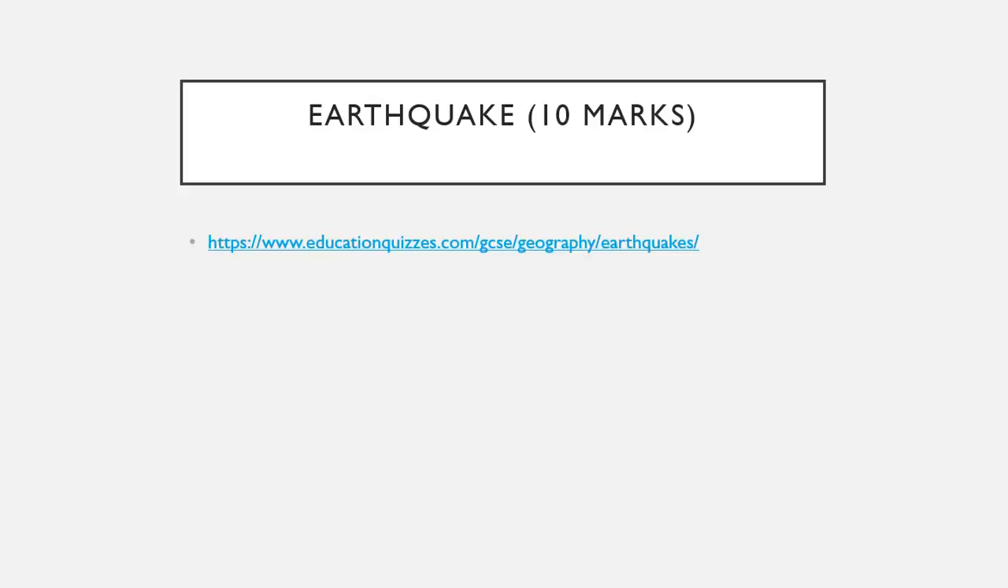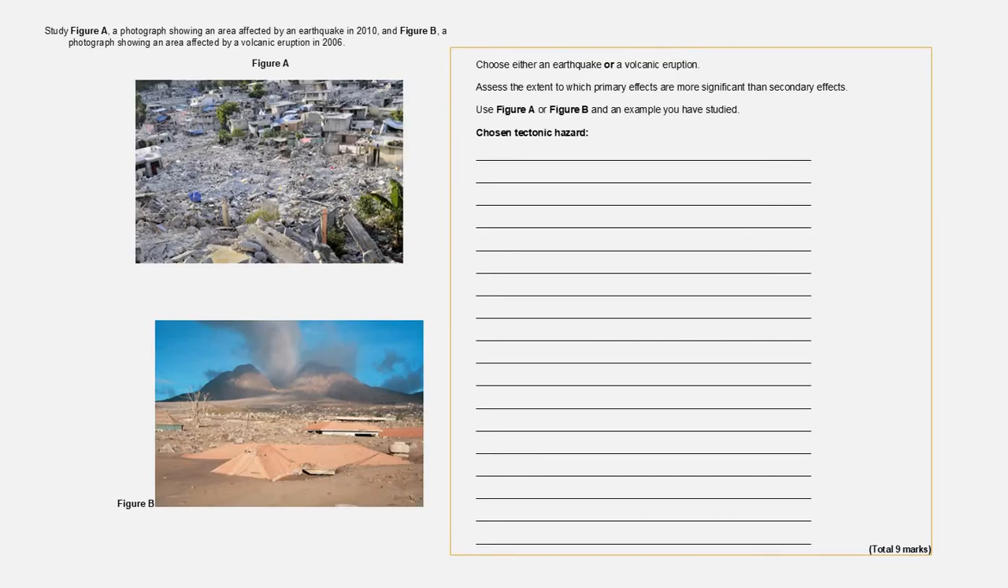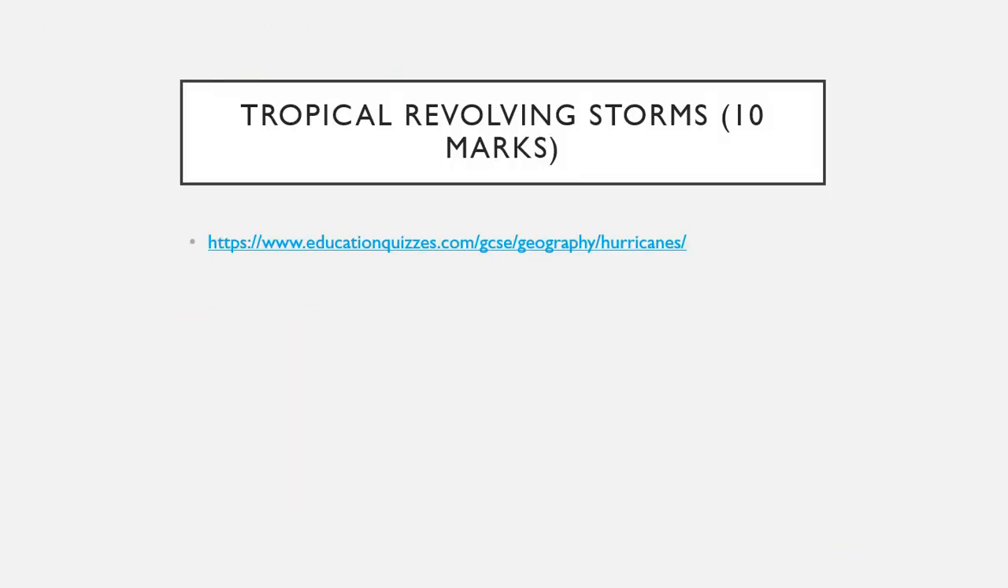So under each of these different headings, if you follow the link, obviously you'll have to pause the video and follow the link, you can take the short test on each of them, which will then give you the answers, and you can check your knowledge on each of the areas. I've also put optional exam questions that you can either just bullet point or use to revise over the summer holidays. Same, another test for tropical revolving storms here.